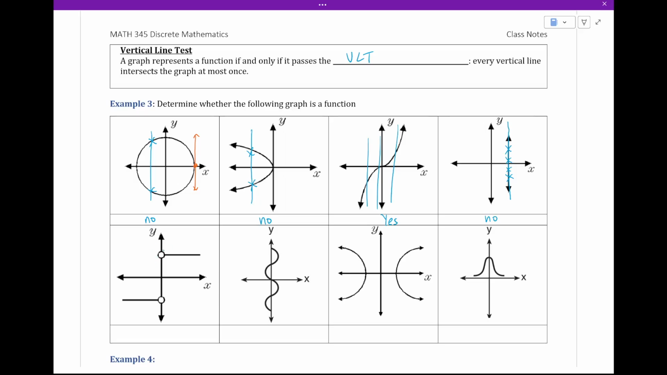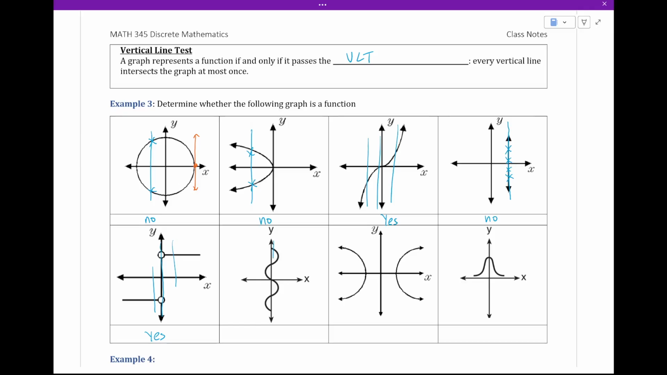Here it looks like, here I'm not crossing my graph at all, and here I'm crossing in one place, and here I'm crossing in one place. So this one is a function. If these dots were filled in, it would not be a function because I could draw and hit both of those dots. But since the dots are open, it's a function. If one of them was filled in and one of them was open, then I still could do it. But here we have both of them open, so it is a function.